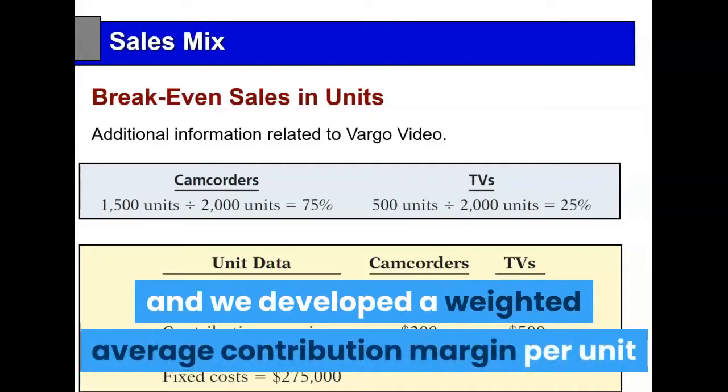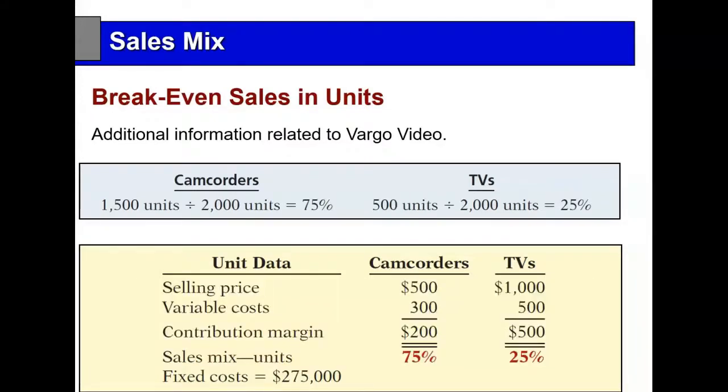Now that's the variable cost we've covered. Now the fixed costs, you see, are common to both. Fixed costs are cost of capacity, that is the rent and the electricity and utilities. All of that supports both products. So the fixed cost can't be divided between camcorders and televisions.